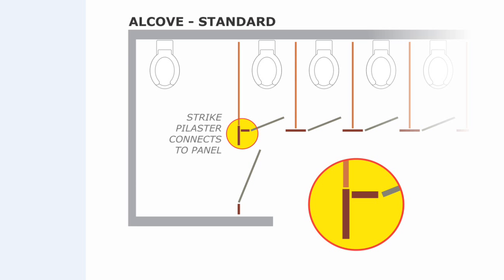All right, first is the alcove, the standard alcove we call it. And in this case, the strike pilaster connects to the panel. We can see right here that these are butted end to end. And if there's an additional pilaster, and there's not always, but if there is, it comes off of either the panel or the pilaster and continues with the rest of the layout.